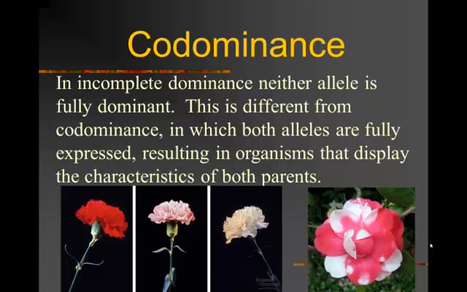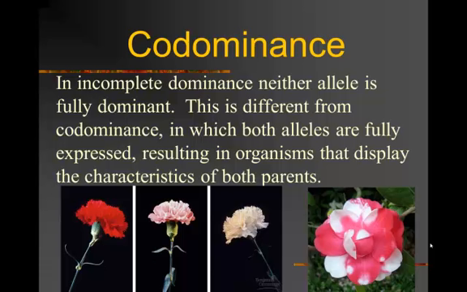Here's in the flowers. In incomplete dominance, neither allele is fully dominant. This is different from codominance, in which both alleles are fully expressed, resulting in organisms that display the characteristics of both parents. So if you look on the left there, you've got a red carnation crossed with a white carnation on the right, and in the middle is the blend. So you've got the homozygous red, the homozygous white, producing the heterozygous offspring of pink. So which is that? That's incomplete dominance.